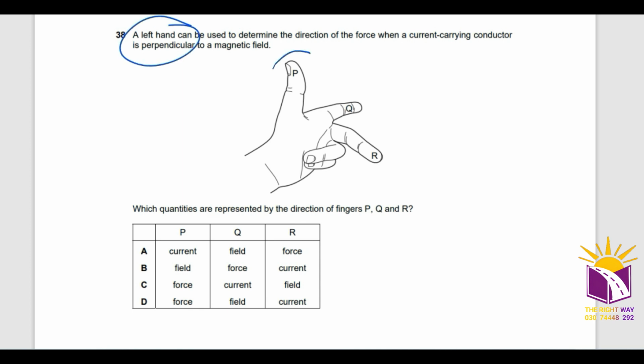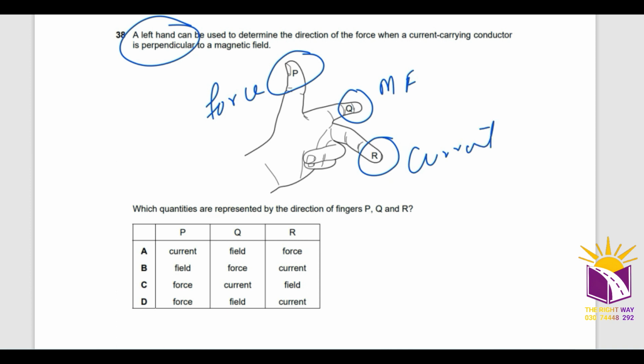P, the thumb, is always representing force. Q is in the direction of the magnetic field. And R will show the direction of the current. This is the direction of conventional current. So force, field and current.